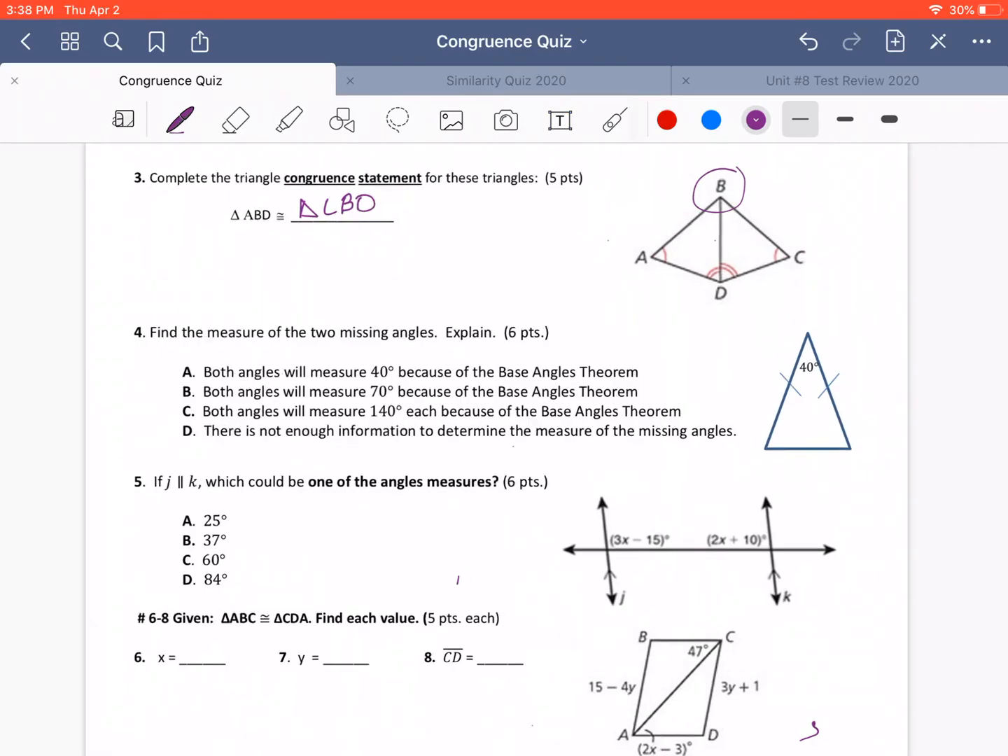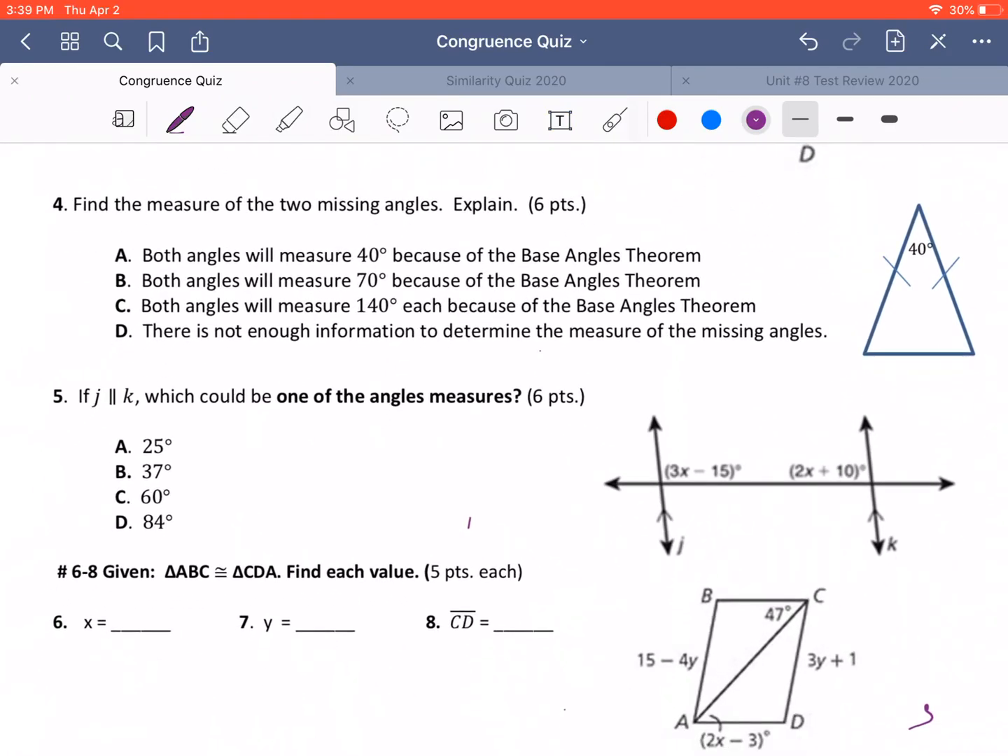Number 4 says to find the measure of the 2 missing angles. We can see that this is an isosceles triangle because of the 2 tick marks, meaning that it has 2 equivalent sides. If a triangle has 2 equivalent sides, then the 2 base angles must be equivalent by the base angles theorem. So we know we're going to be using the base angle theorem, so it's going to be A, B, or C.